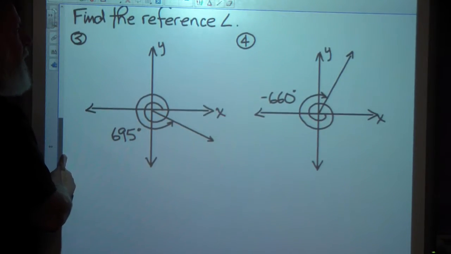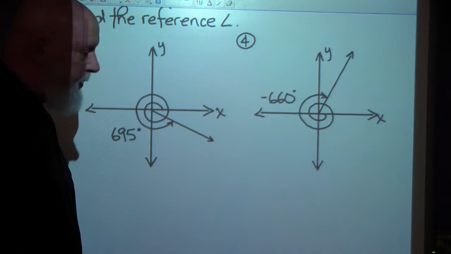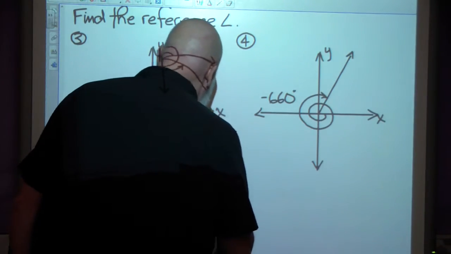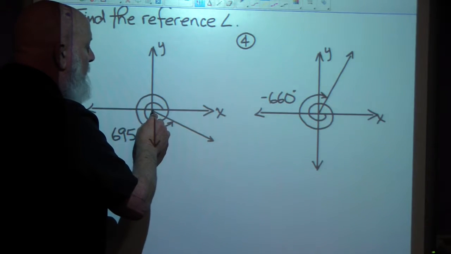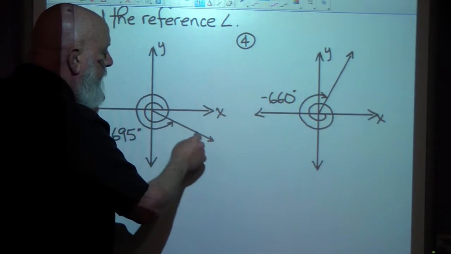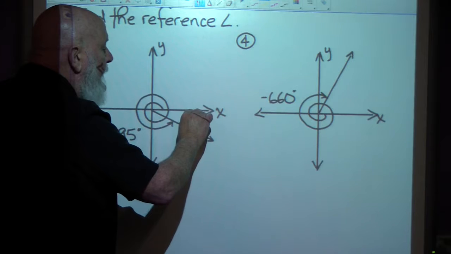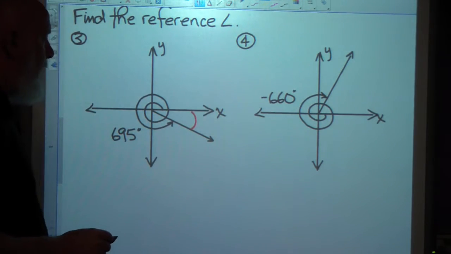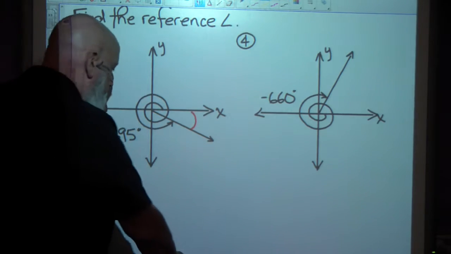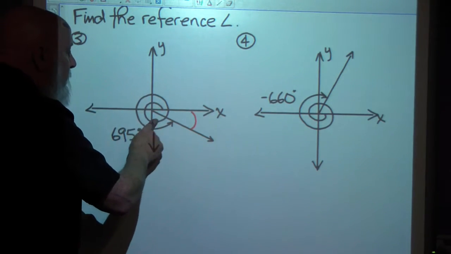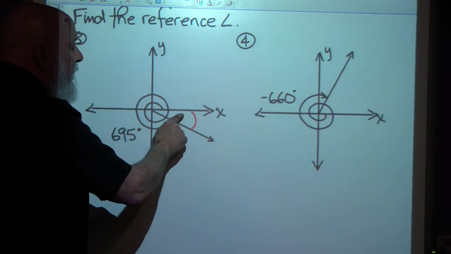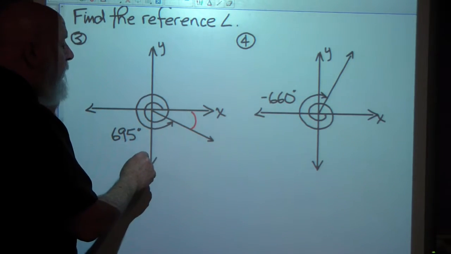Here we're going to be looking for reference angles, and of course we've done this several times. What we're looking for when we're looking for a reference angle is the angle that is formed by the terminal side of the angle and the nearest x-axis. So I'm looking for the measure of this angle right here. So what I'm going to do is mark this off 695 degrees and figure out how much further I have to go, and that'll be my reference angle.